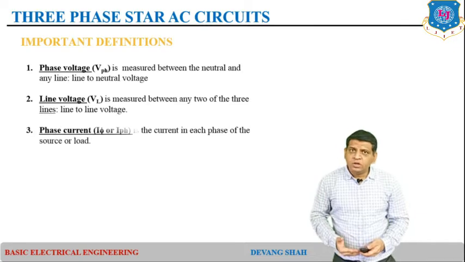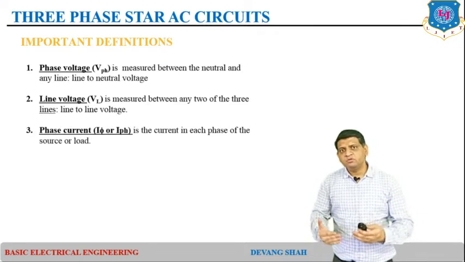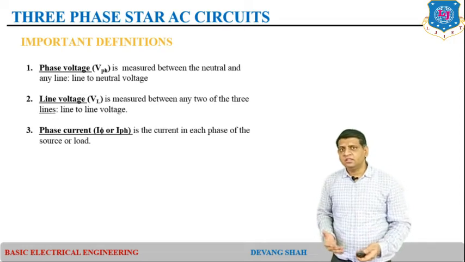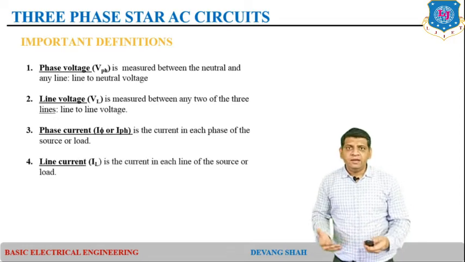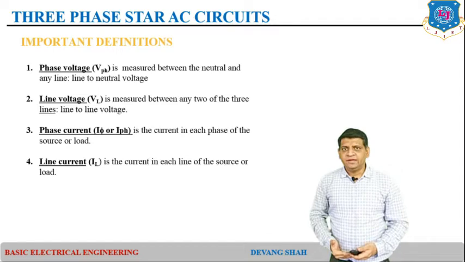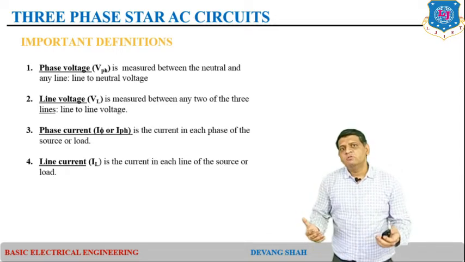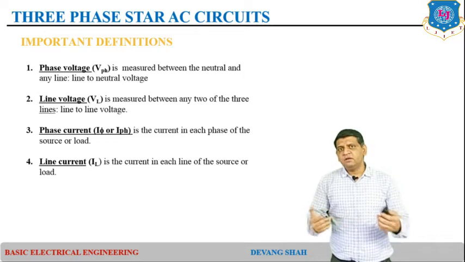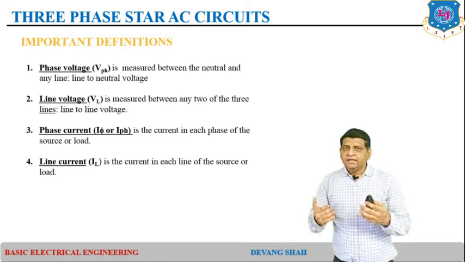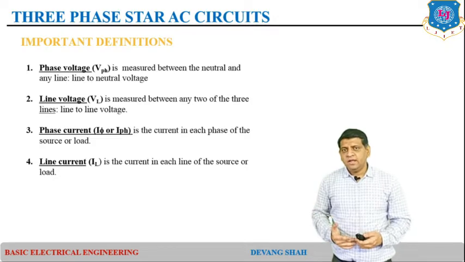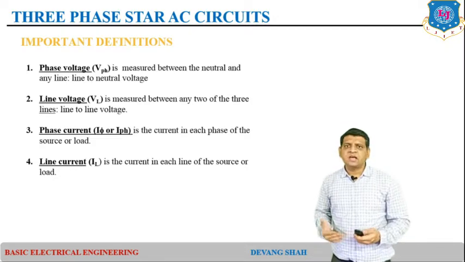In the same way, the line voltage is the voltage difference between two lines, and the line current is the current flowing through one of the lines. Here, the phase voltage we define as either EPH or VPH. The phase current we define as IPH. The line voltage we define as VL or EL, and the line current we define as IL, right?